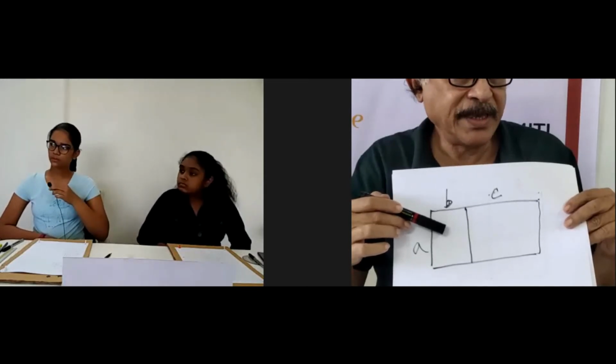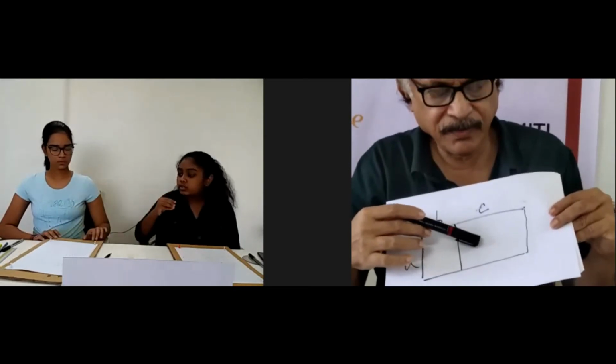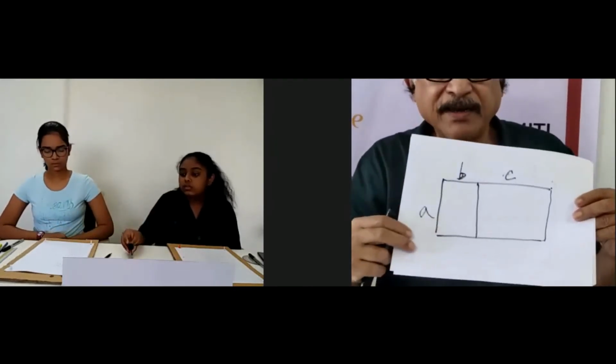A into B. A into B. And Gyanjyoti, what is the area of the second part? A into C. A into C. So please write that inside your rectangles.